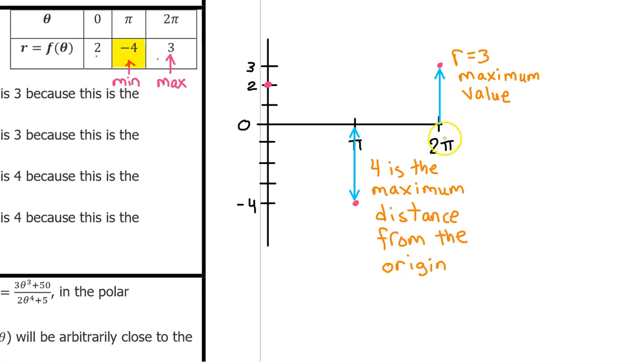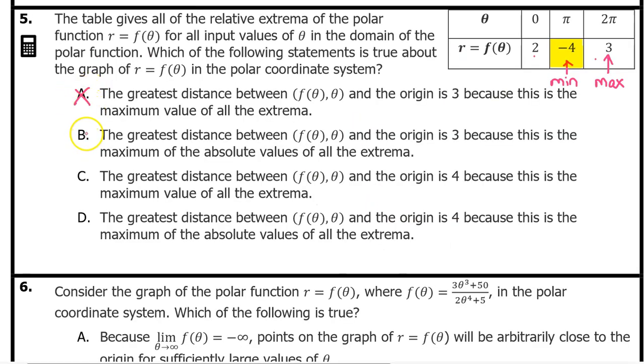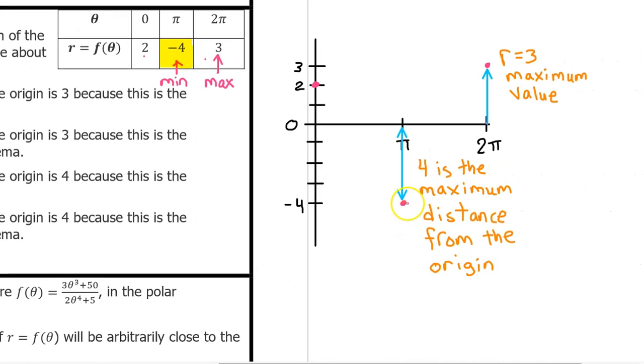Notice that at 2 pi, we have the maximum value of r, which is 3. However, at pi, we actually have the maximum distance from the pole, which is 4. It doesn't matter that this is a minimum value of r, which is negative 4. The distance from the origin is 4. We can eliminate options A and B right away. They both say that the maximum distance between a point and the origin is 3. We just saw that the maximum distance between a point and the origin is 4.